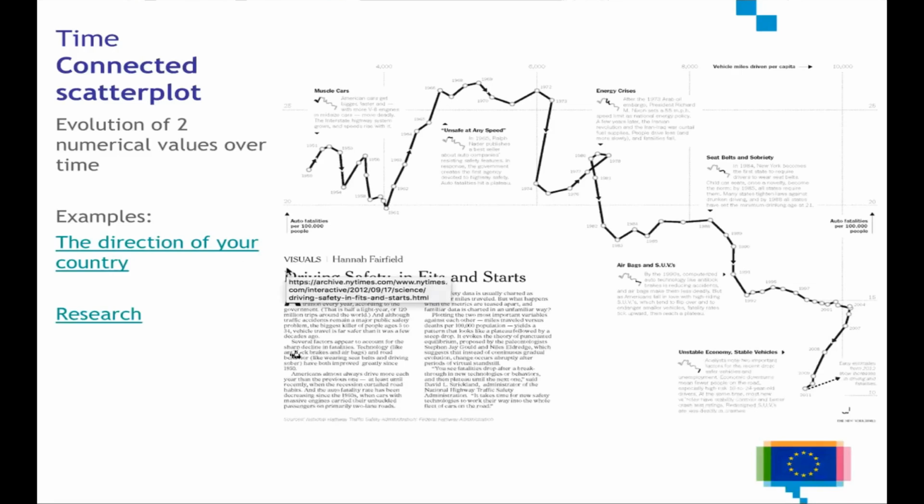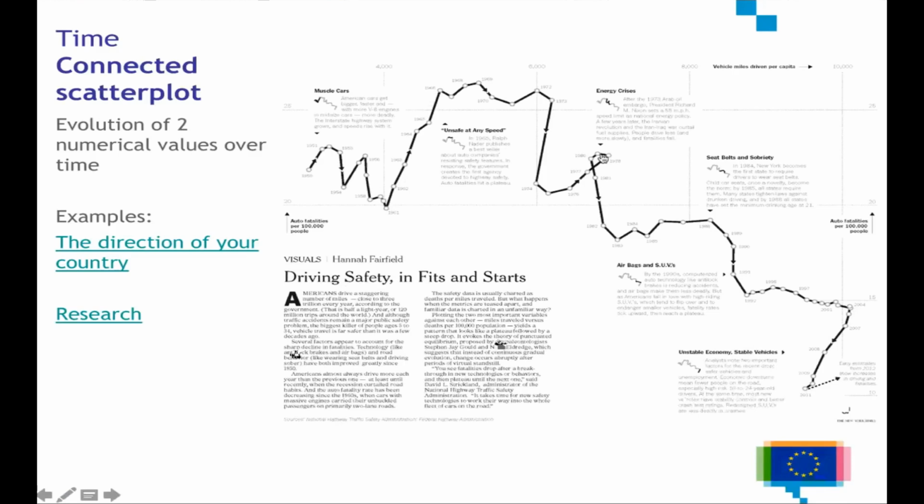But there are some interesting bits happening in this chart, and this is also explained in the annotations. Here, halfway in the chart, we suddenly go up. That means more traffic victims, so a lot more accidents. That was a time where cars became more powerful, but there were not a lot of safety rules, so there were a lot more victims.